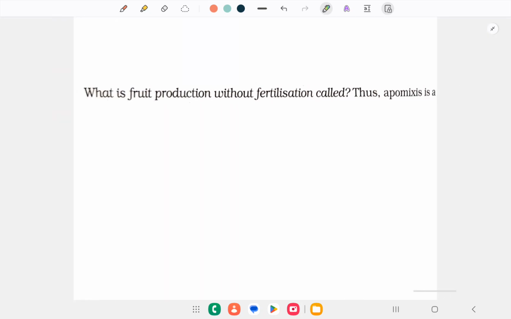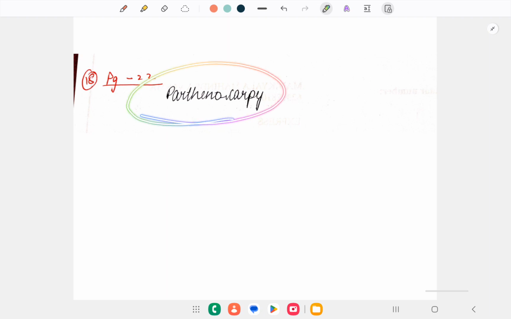Next question is in page number 22. That is, what is the fruit production without fertilization called? Fruit production without fertilization is simply called parthenocarpy. So it is called parthenocarpy.